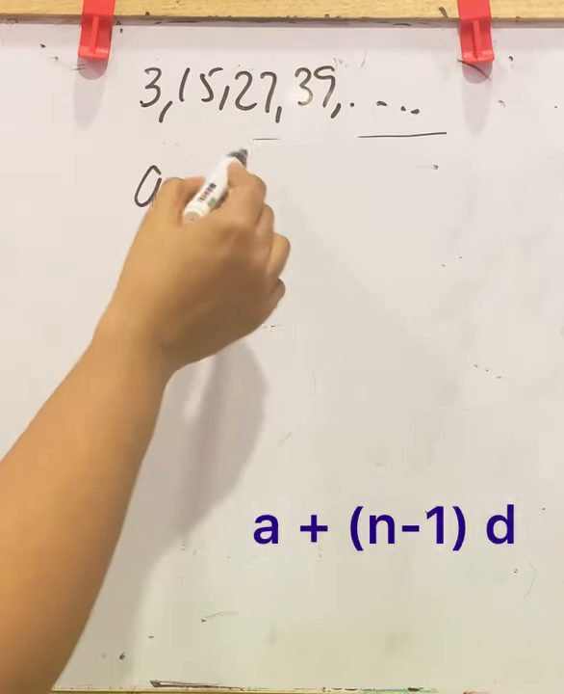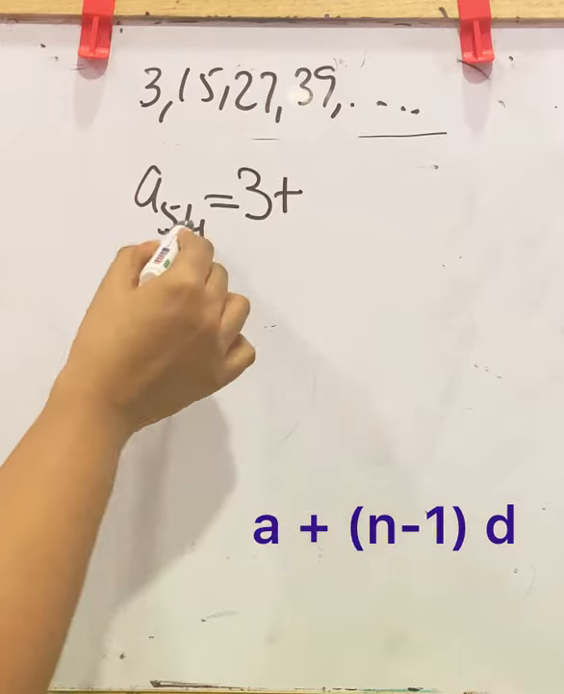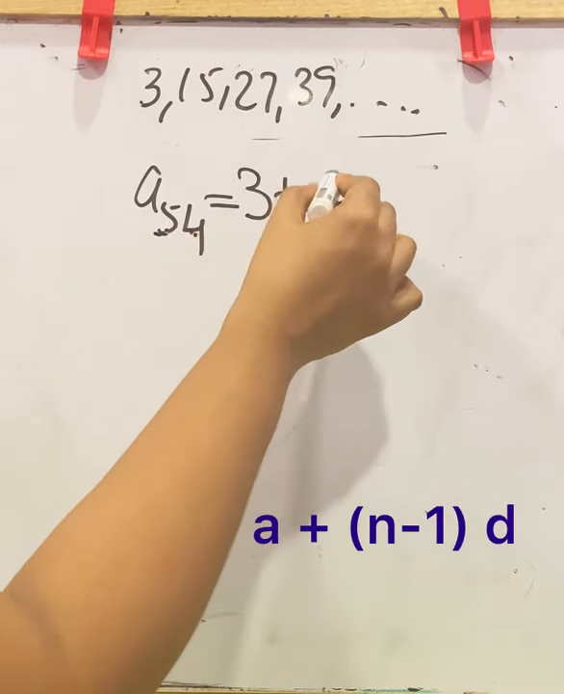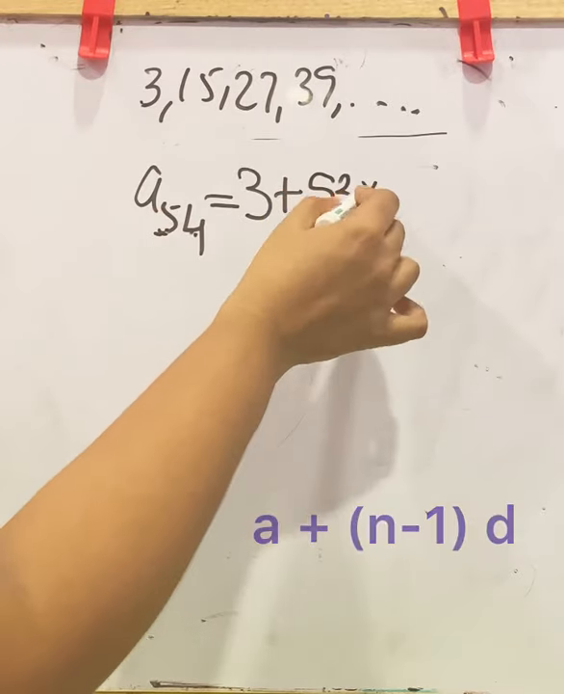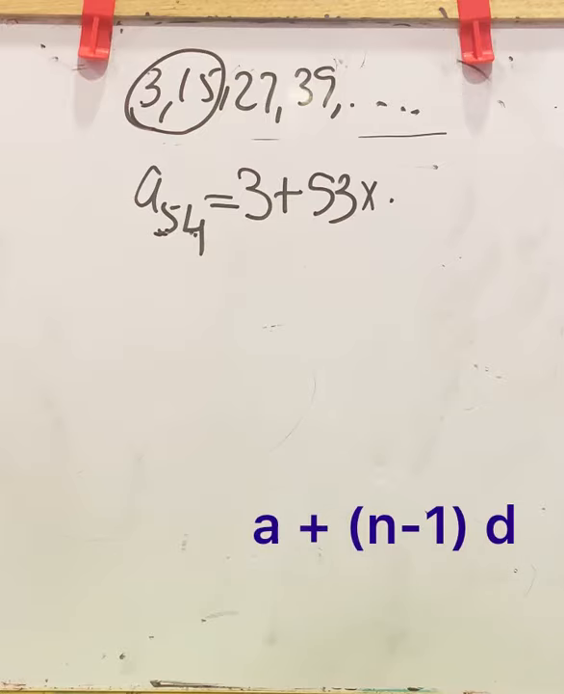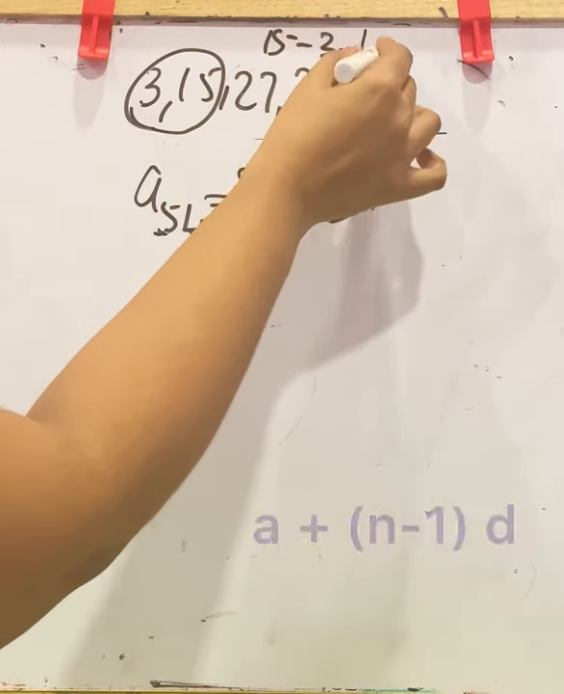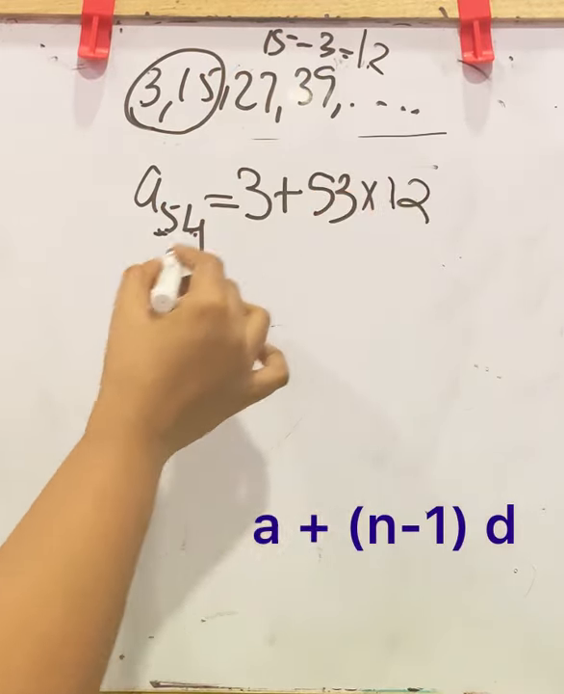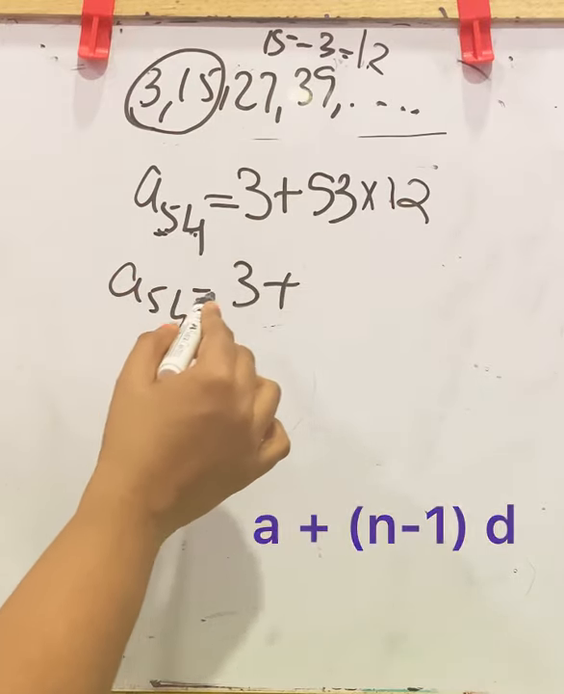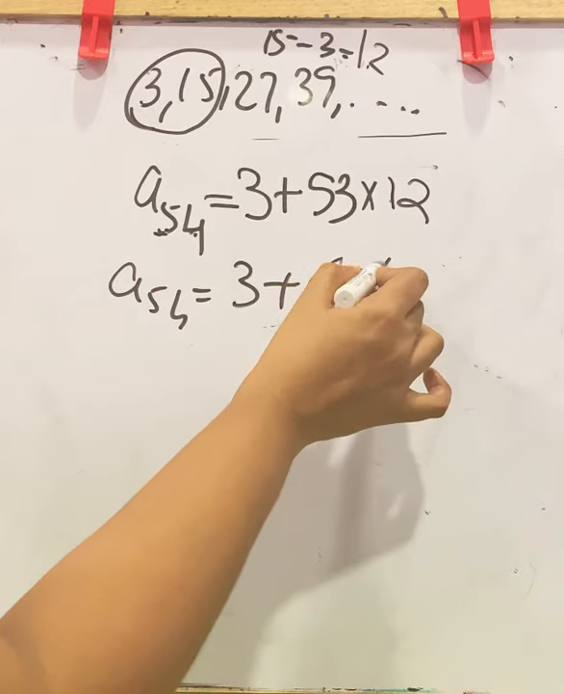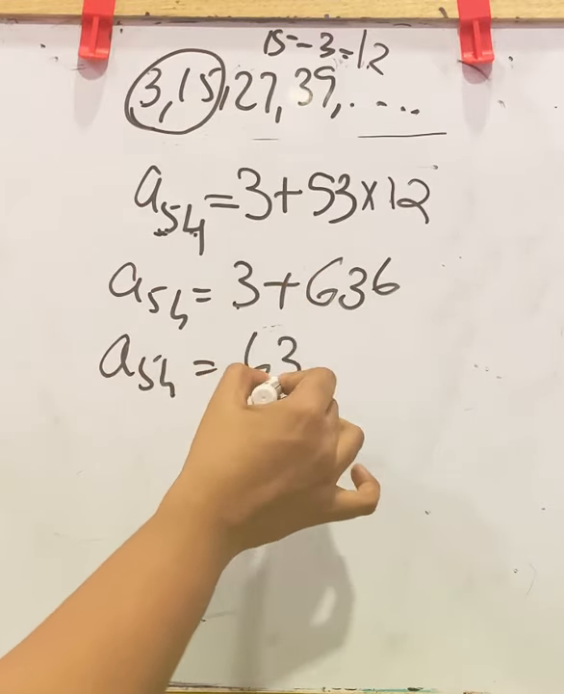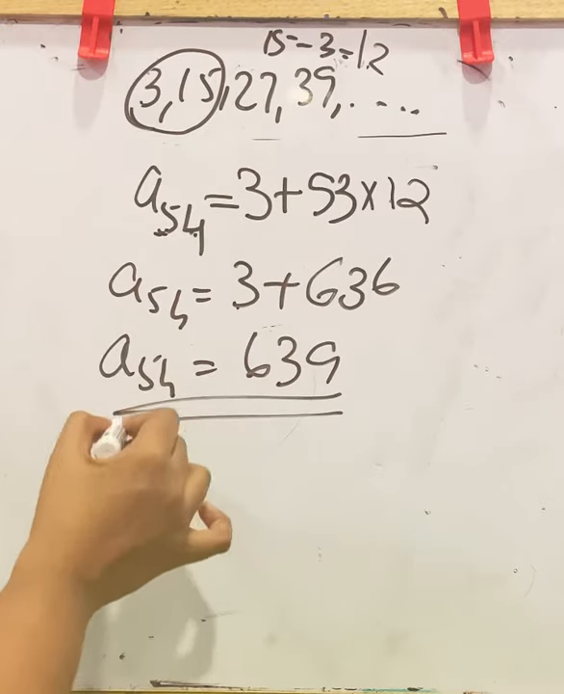A54 equals first term plus (N minus 1) into D. Here N is 54. N minus 1 becomes 53, into D. Here D, we will consider these two consecutive terms. Now 15 minus 3 is 12. So 53 into 12. That is A54 equals 3 plus 53 into 12. You will get 636. Now A54 equals 639. This is the 54th term.